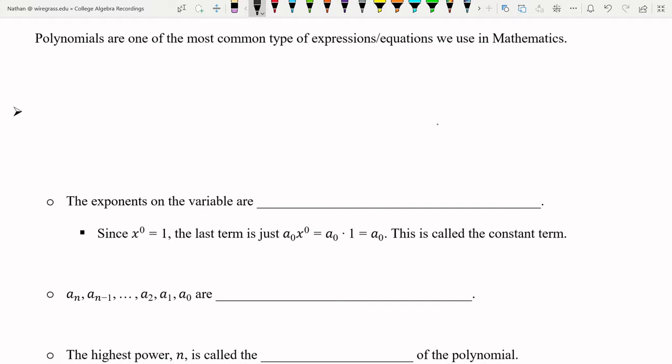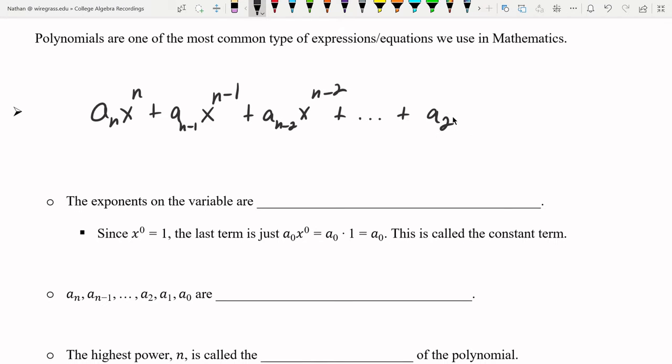Polynomials are one of the most common types of expressions or even equations that we use in mathematics. They look in this form: a_n x to the power of n plus a_(n-1) x to the power of n minus 1 plus a_(n-2) x to the n minus 2, all the way on down to a_2 x squared plus a_1 x to the 1 plus a_0 x^0.